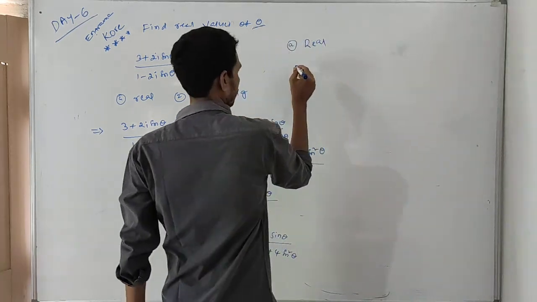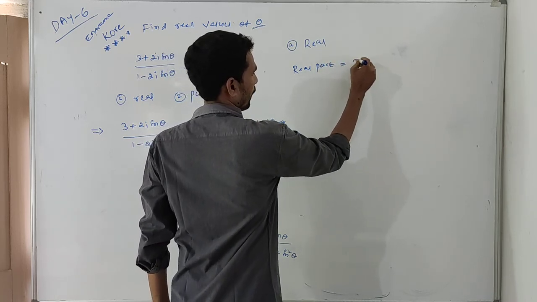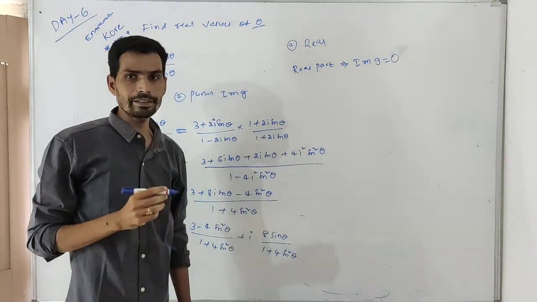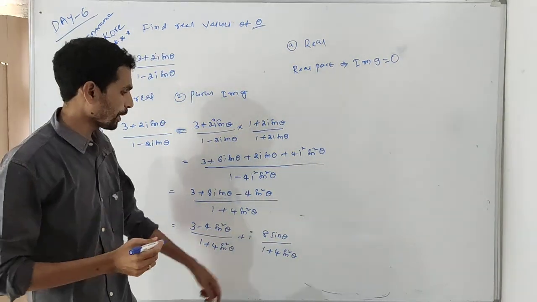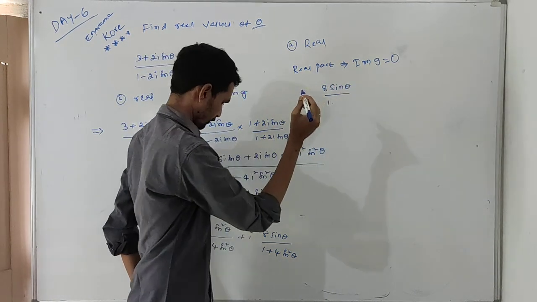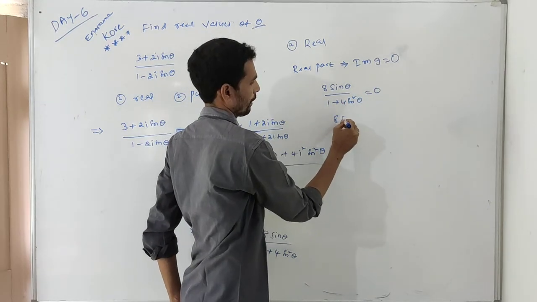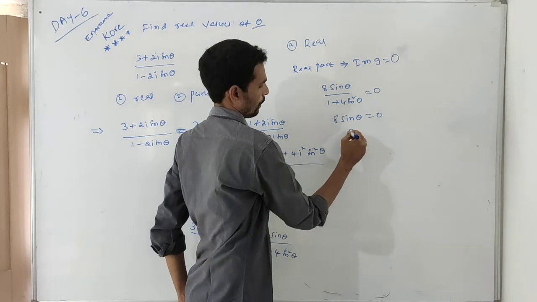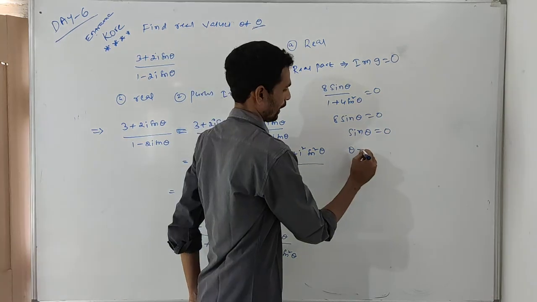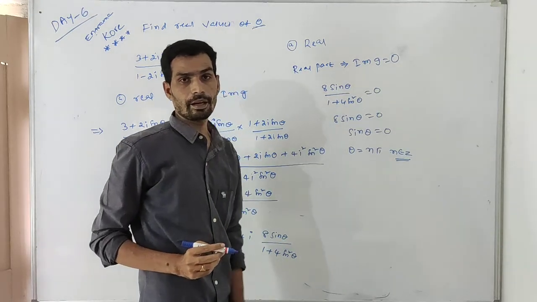Real means real part, imaginary is 0. Suppose if you want the imaginary, real part is 0. What is the imaginary part here? 8 sin theta by 1 plus 4 sin square theta is equal to 0. Cross multiplication, we get 8 sin theta is equal to 0. Again sin theta is equal to 0. Already we know, sin theta is equal to 0, theta is equal to n pi, n belongs to Z. Already we know this in first year trigonometric equations.